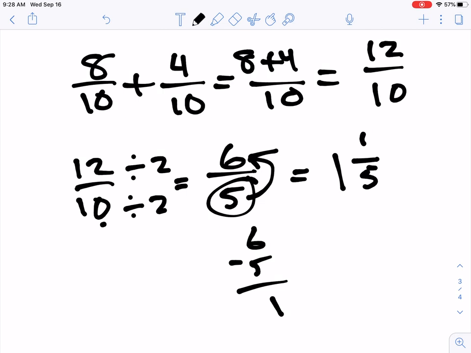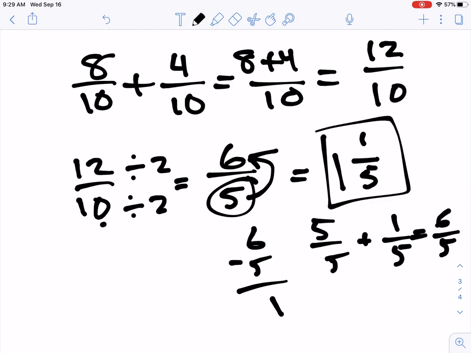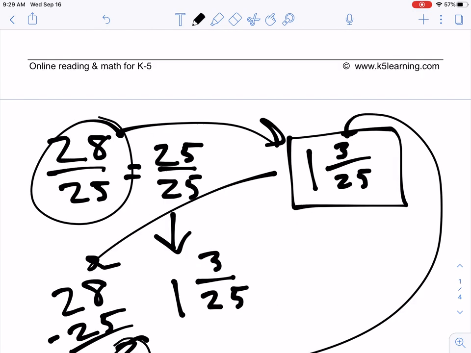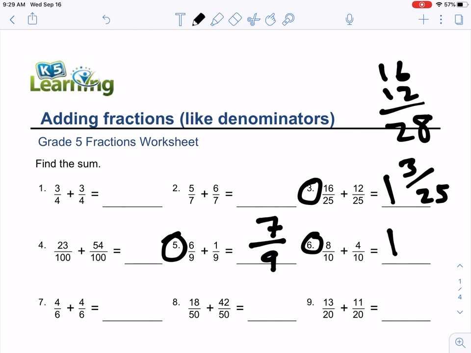So you have 1 1/5. If you think about it, if you've got 6/5, you know that 5/5 is 1 whole, and then you would have 1/5 left over. That's a way of looking at it. So your finished answer is 1 1/5. Let's write our answer down over here, and you're good to go.